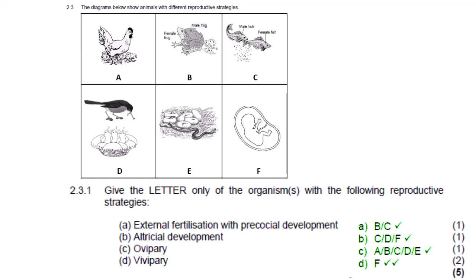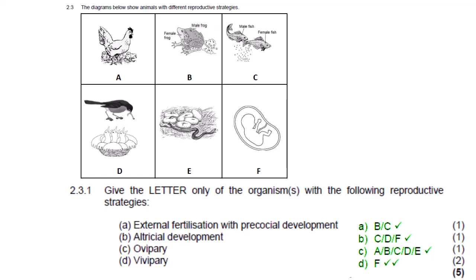Now, if we look at altricial development in 2.3.1b, where the young are born helpless, the answers are C, D, and F. Wait, C is there for both? Yes, some fish species have varying levels of independence. But notice for vivipary in 2.3.1d, which is giving birth to live young, the answer is F, the human embryo. Humans are the classic example of internal development where the mother provides all nutrients directly.